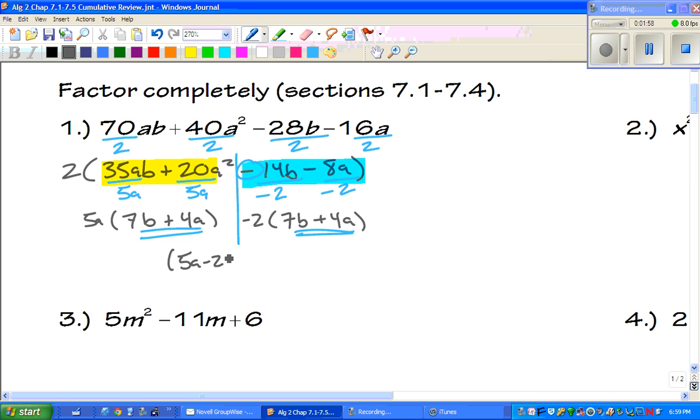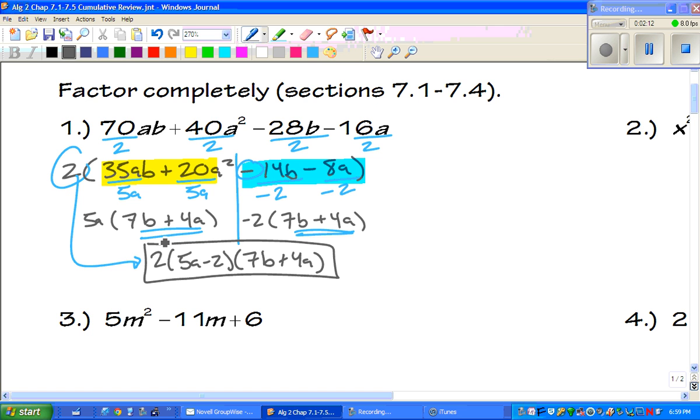So we get 5a minus 2, 7b plus 4a, and then do not forget about that 2 that we took out from the very beginning. Okay?